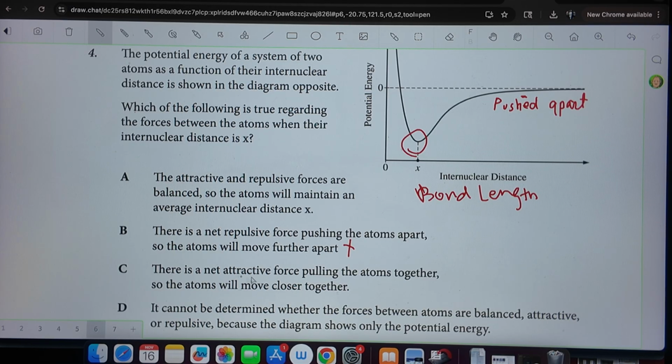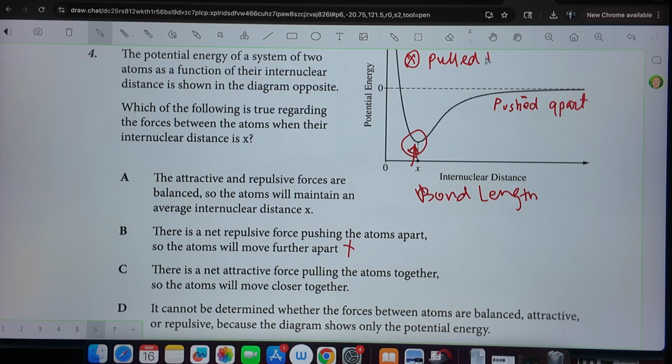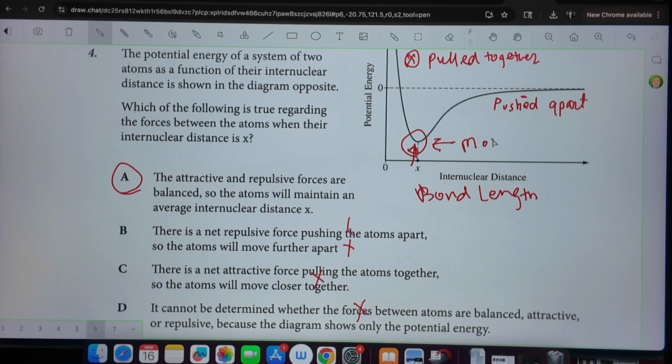And here, this says there's a net attraction. Now, they're talking about right here. What is happening right here? The net attractive force is pulling the atoms together. No, that was happening right here. This is when they were pulled together, too much so. And here is when they're ideal. It cannot be determined. That's also wrong. So here is when they are most balanced, where it is most balanced, and this is also where it is ideal. This is where you want to be.